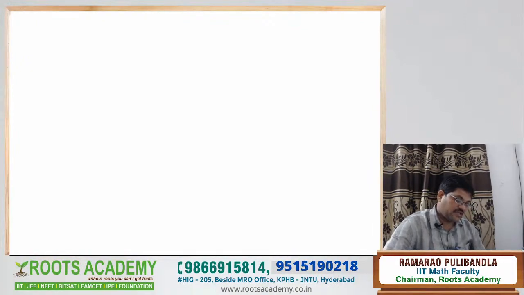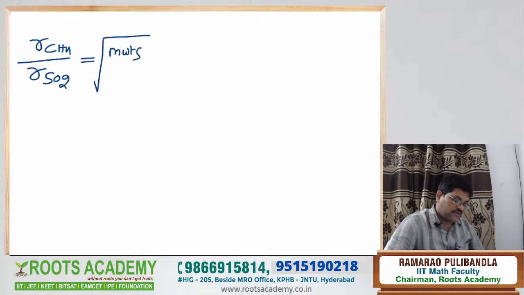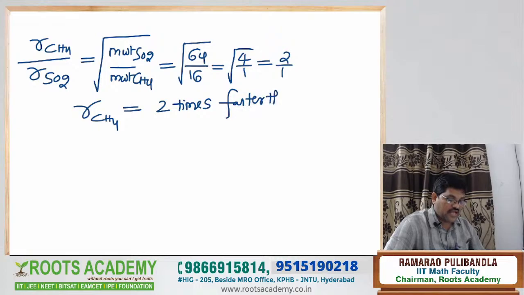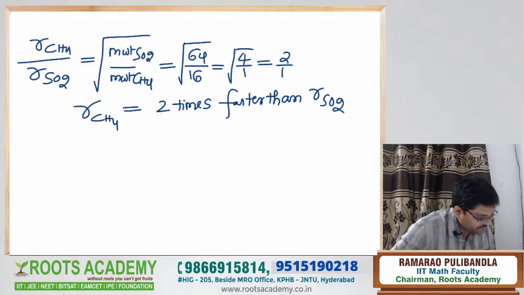How many times is methane's diffusion faster? Rate of diffusion of methane by rate of diffusion of SO2 is inversely proportional to the square root of molecular weight of SO2 by molecular weight of methane. Molecular weight of SO2 is 64, methane is 16. So you get 4 by 1, which is equal to 2 by 1. That means the rate of diffusion of methane is 2 times faster than the rate of diffusion of SO2 gas. Simple question.